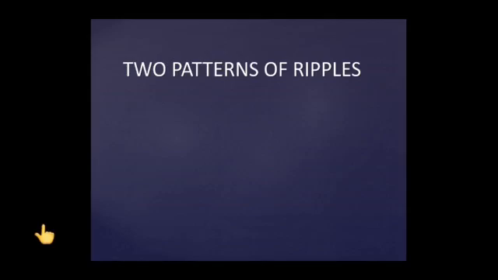Two patterns of ripples. We saw that there are wooden bars and metallic spheres in the ripple tank to generate ripples. With these, we can produce two patterns of ripples.